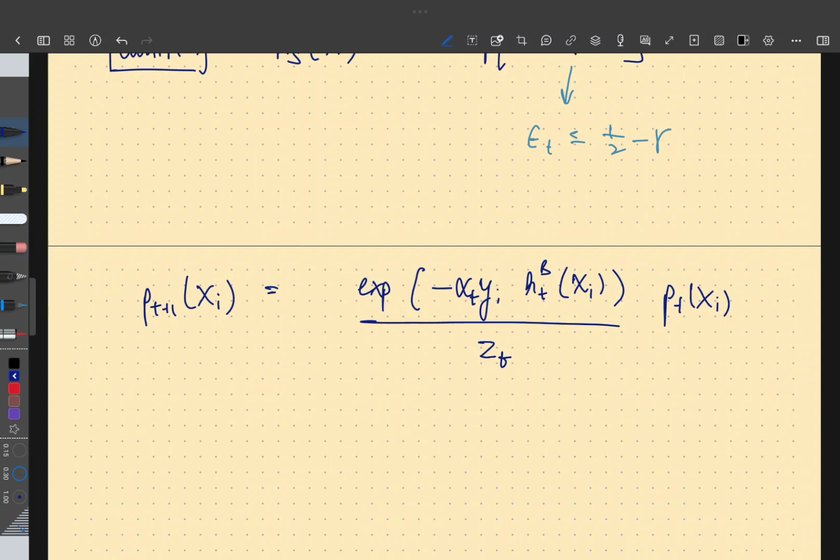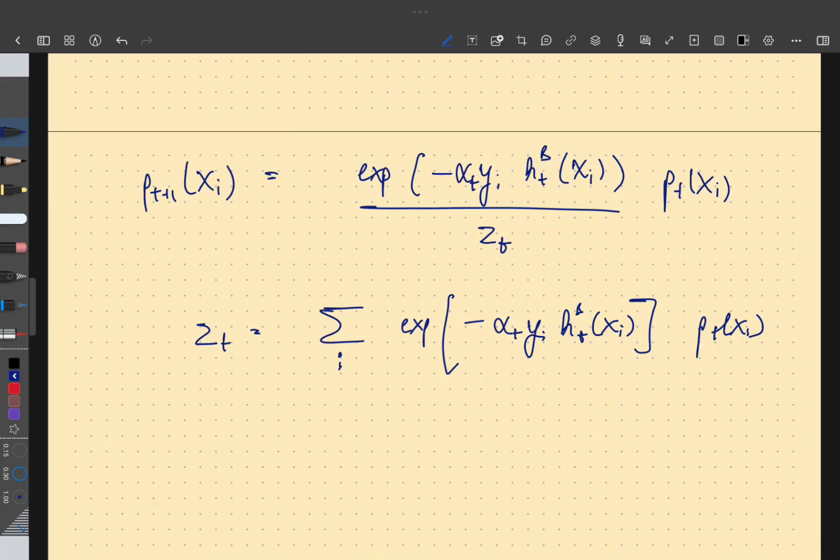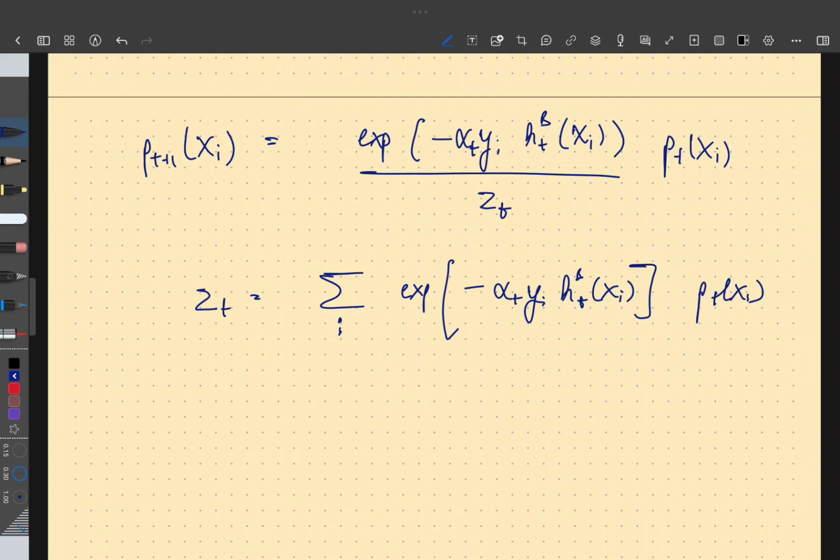Z t is simply summation over all i of e to the power minus alpha t y i h t of x i times p t of x i. It's just the normalization constant, right? Because we want this to be a valid PMF. Now what I can do is split the i's into those which were correctly classified by h t and those which were incorrectly classified by h t.